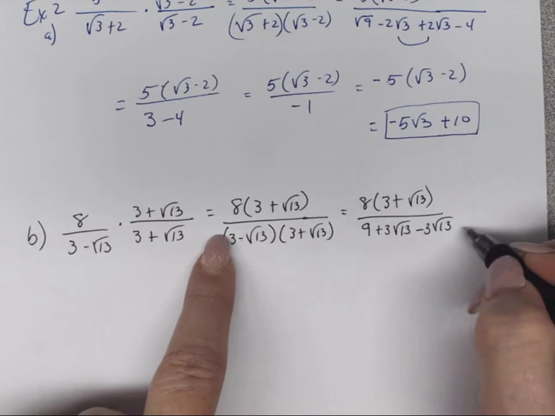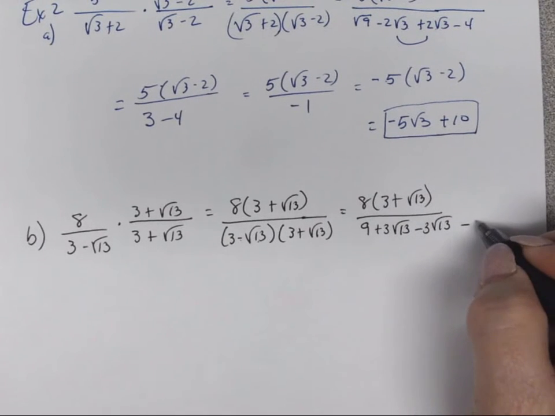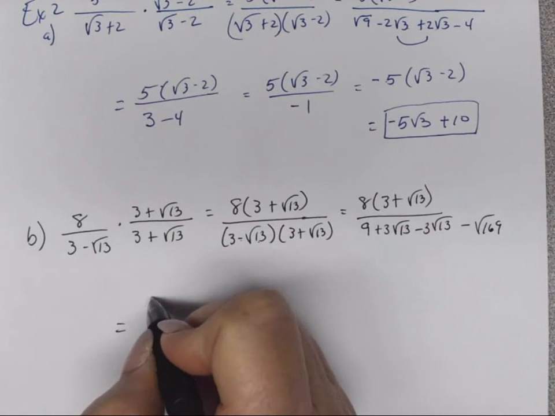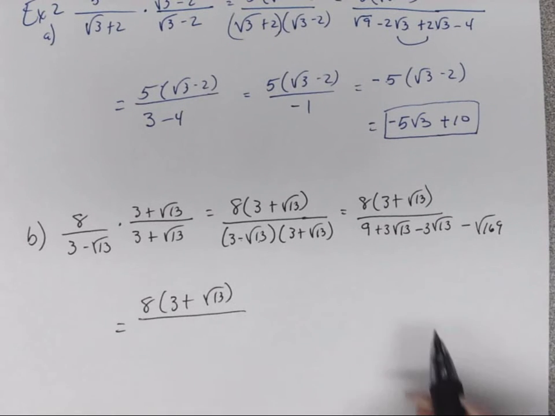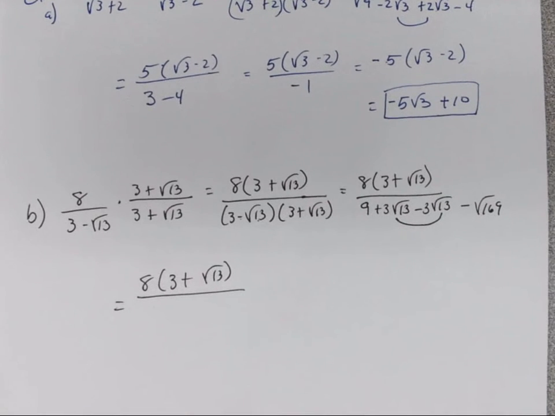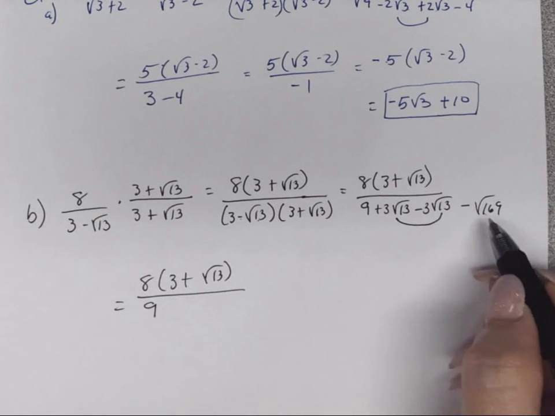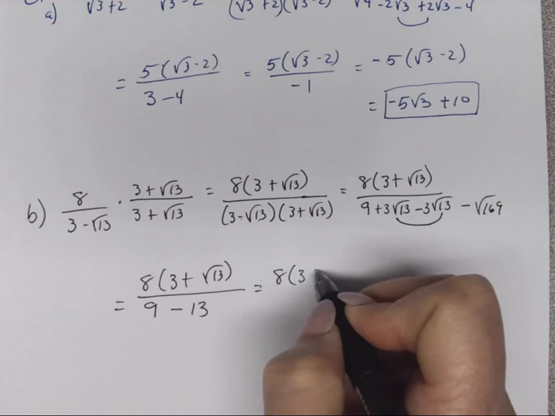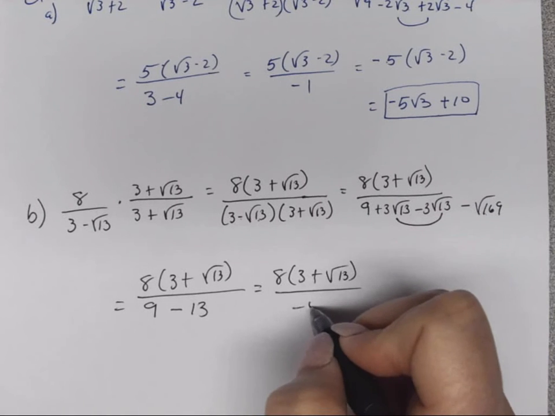And negative times the positive will get us negative. Square root of 13 times the square root of 13 is the square root of 169, or you could write it as 13 squared. Either way works. So 8 times 3 plus the square root of 13. On the bottom, we have our terms here that will combine together. So we have 9 for our first term. Square root of 169 will get us 13, so minus 13. So 8 times 3 plus the square root of 13, and 9 minus 13 will get us negative 4.